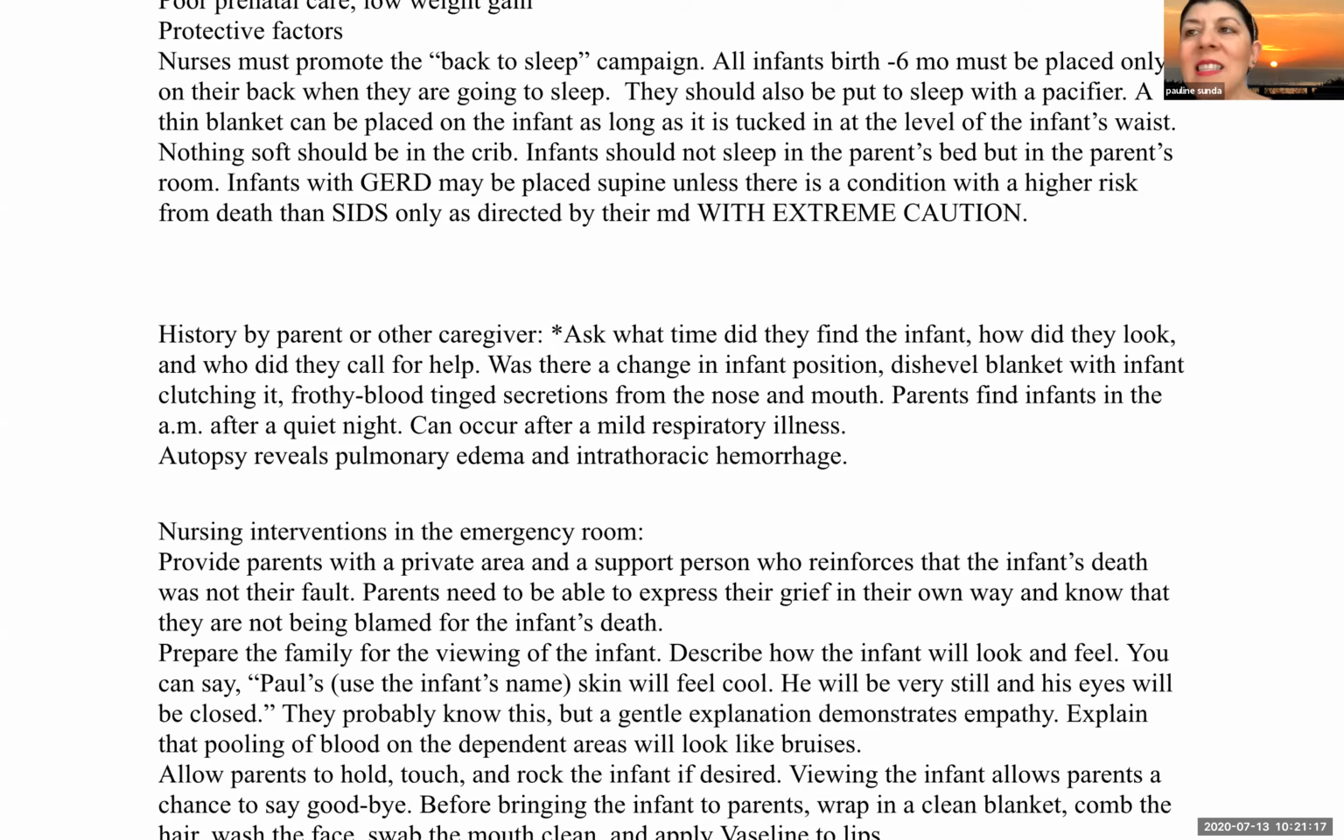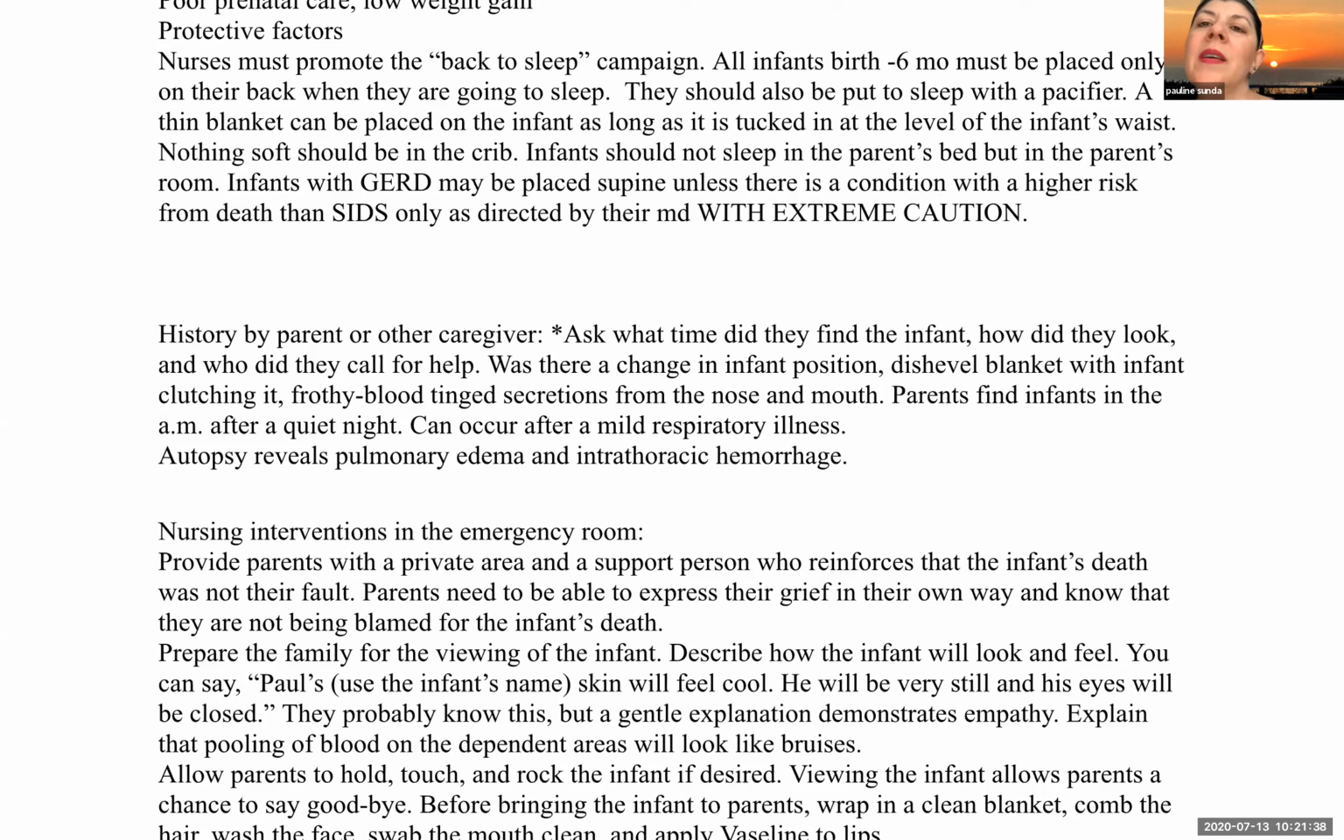Infants should not sleep in the parent's bed, but we do want them in the parent's room. Infants with GERD may be placed supine unless there is a condition with a higher risk from death than SIDS. And this is only as directed by their doctors with extreme caution.